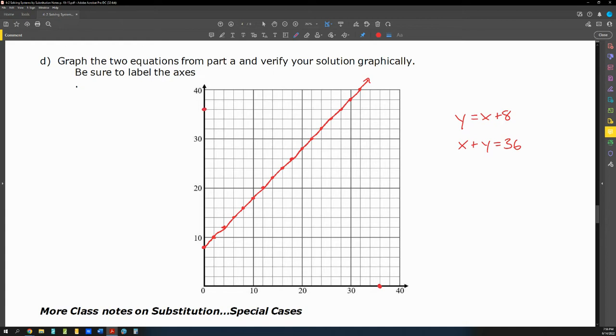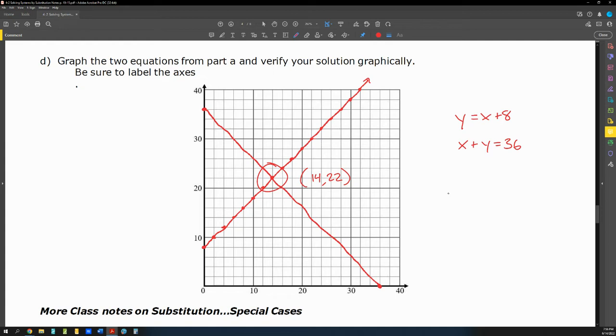So connecting those dots, we have this line here. And again, if you've got a straight edge at home, please use that. All right. So now we can see the point where they intersect is right here, which has the coordinates 14, 22. And so we've just verified this solution graphically.